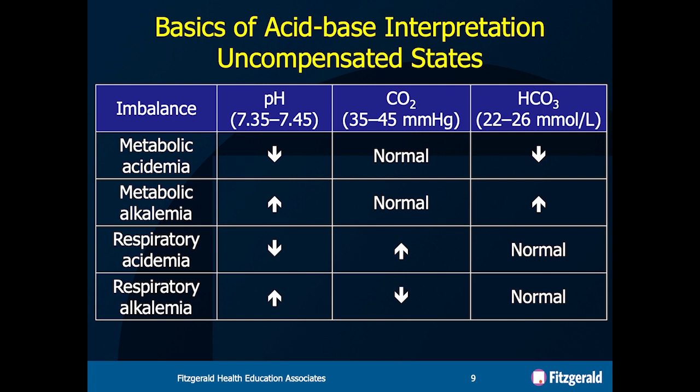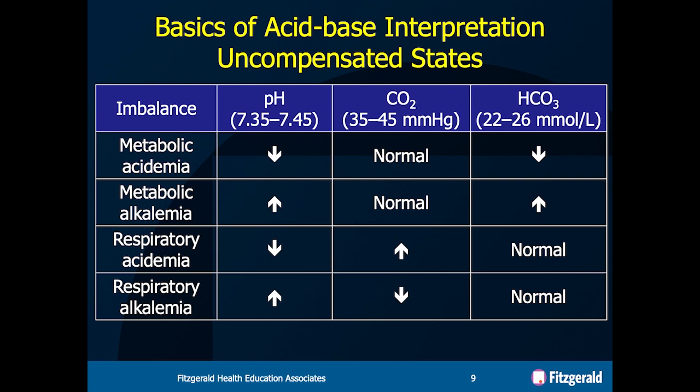So what do we expect to find in uncompensated states? And these are usually what we're going to be seeing and what we're going to be treating, because if they come in fully compensated, either it's a chronic disease that we're not really focusing on, they're just stable with that, or the body is compensating really well for an underlying process, and eventually they're going to run into some trouble potentially.